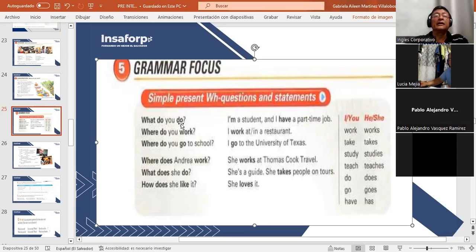All right? Take a look at the simple present WH questions and statements. Okay. And what is a WH question? ¿Por qué le decimos WH question? Because they have the words what, where, when, who, which, why. Esas no están acá, pero son del grupo. Aquí solo tenemos what, where, and how. Okay. We have some words, but there are more. Okay. So what do you do?